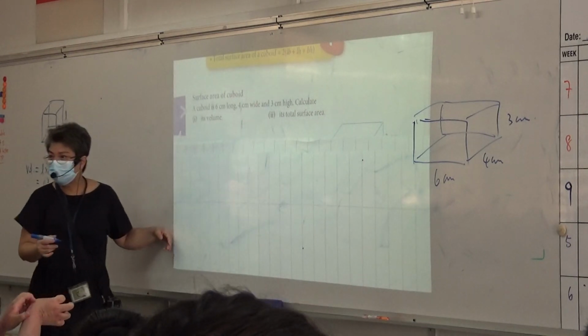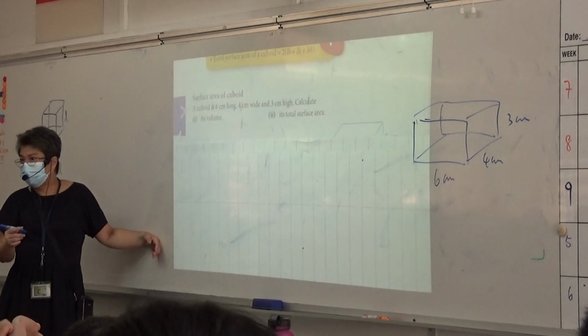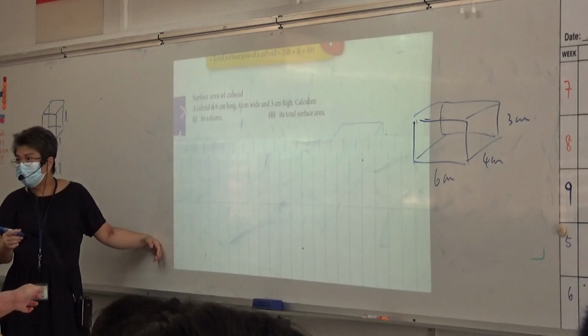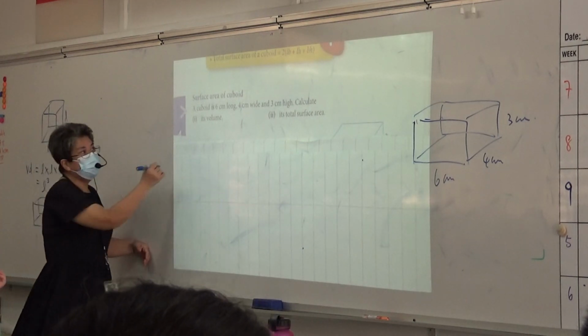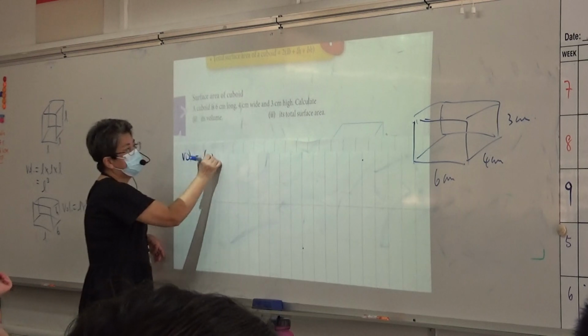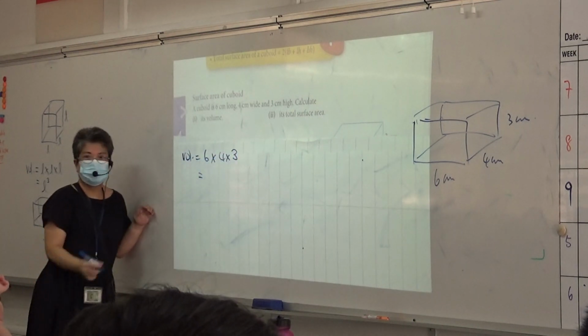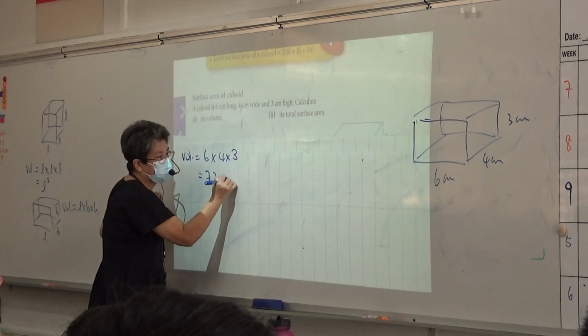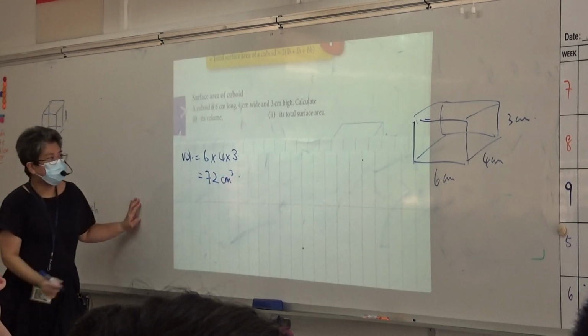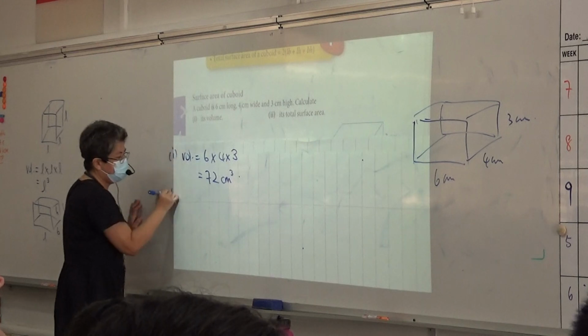Volume will be 6 times 4 times 3. Answer? 72 what? cm cube, right? Now, next one. This is part 1. Part 2.